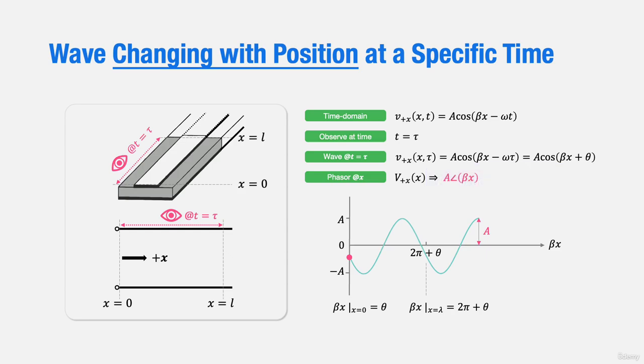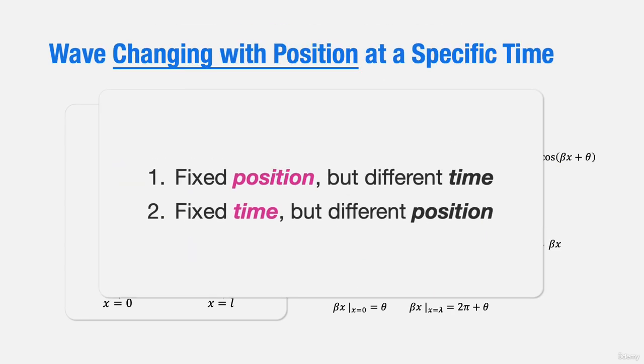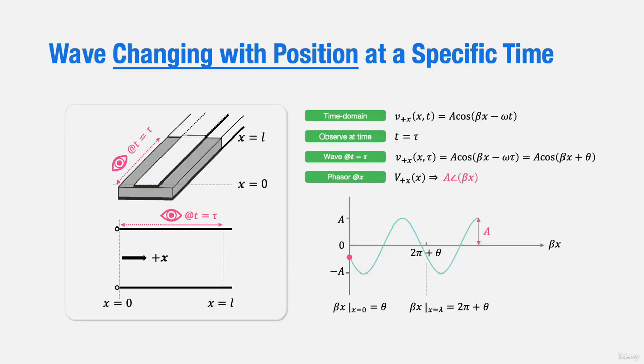We have already examined the voltage waves on a transmission line from both the fixed position but different time and fixed time but different position perspectives. Now we will explore the effects of combining these perspectives and observing the wave propagation.